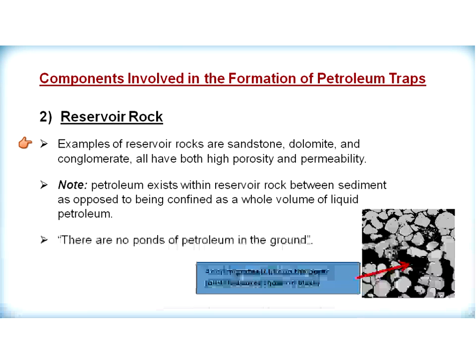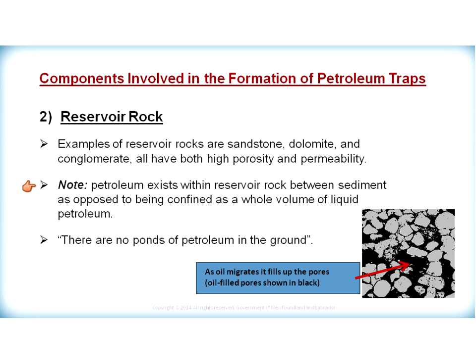Also, examples of reservoir rocks include sandstone, dolomite, and conglomerate. These all have high porosity and high permeability. Note, petroleum exists within reservoir rocks contained between sediment as opposed to being confined to a whole volume of liquid petroleum. Therefore, there are no ponds of petroleum in the ground.